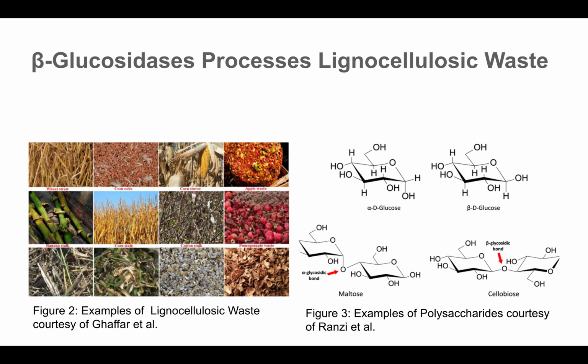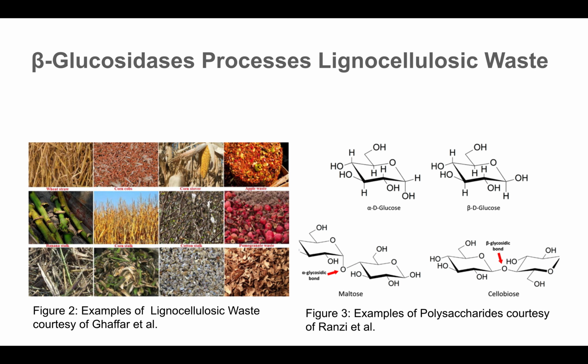We open this presentation with the discussion of lignocellulosic waste. On the left, we have some examples of this, which is actually plant matter that has already gone through some other sort of process and is ready to be discarded. So as we can see, some examples are apple waste as well as leftovers from corn.